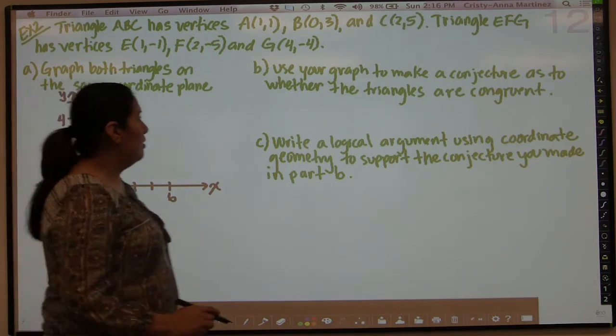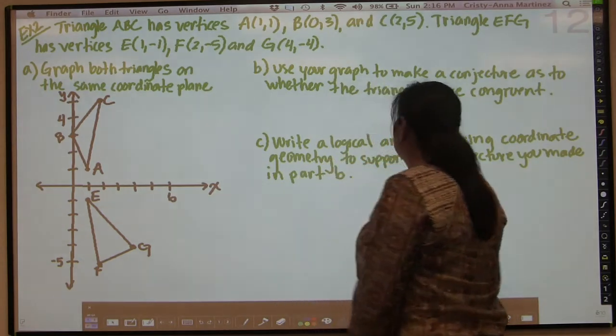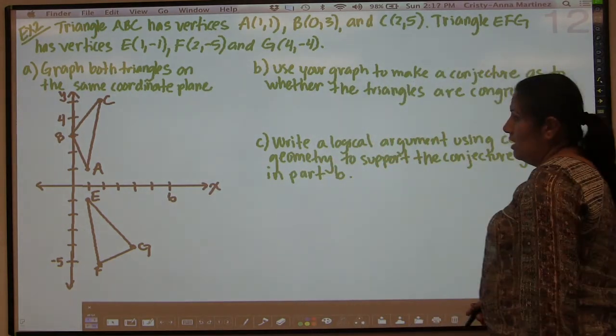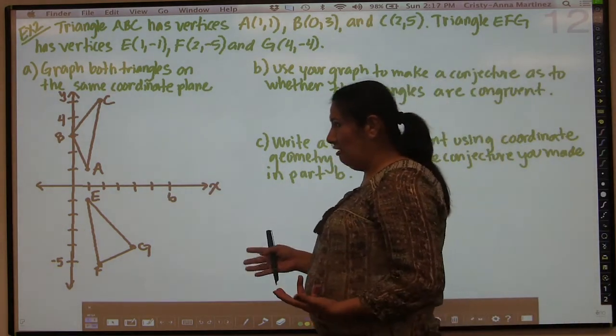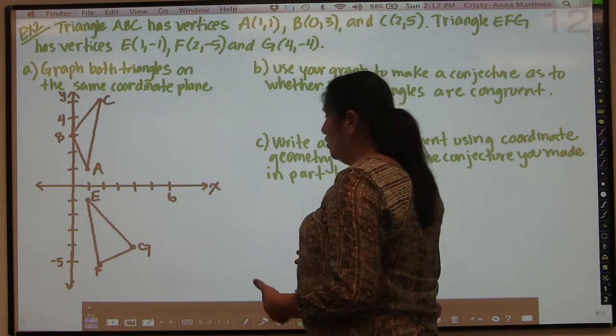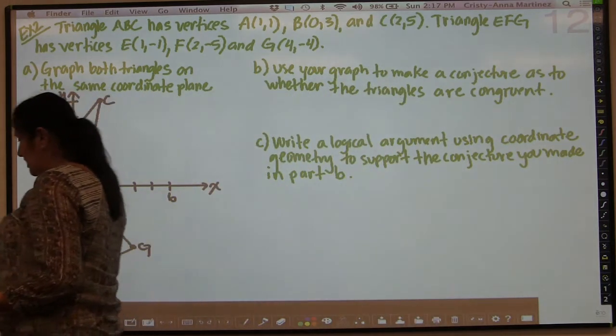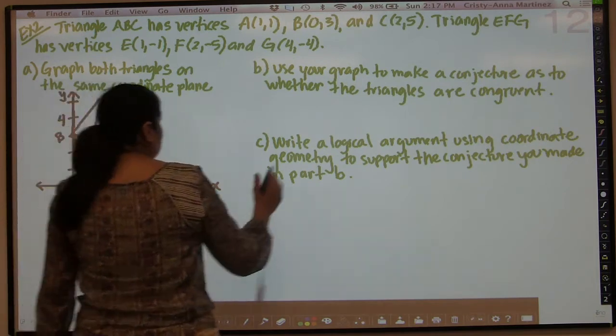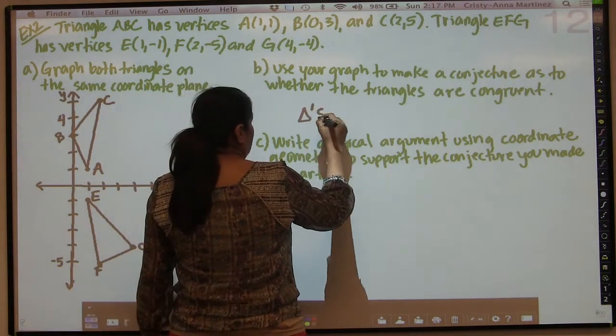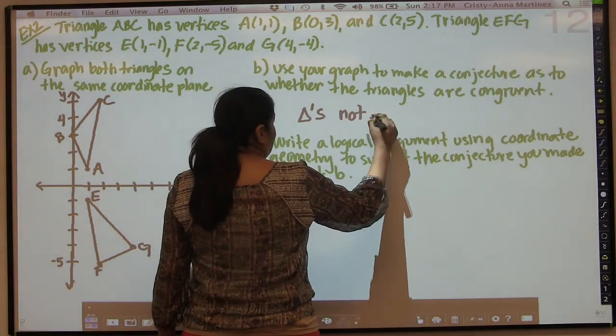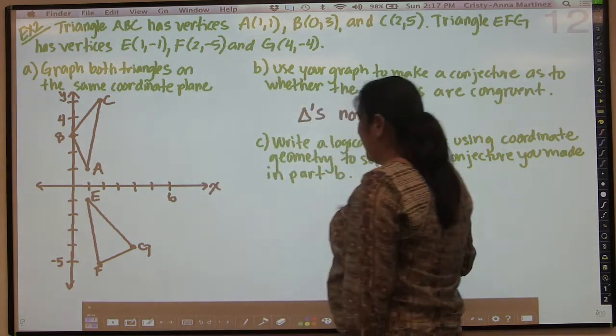Okay, so now in part B, it says use your graph to make a conjecture as to whether the triangles are congruent. Now, just by looking at the triangles, you can probably tell that they're not congruent. So my conjecture is going to be that the sides are not the same, so the triangles are not congruent. That's my conjecture. But that isn't enough for them.